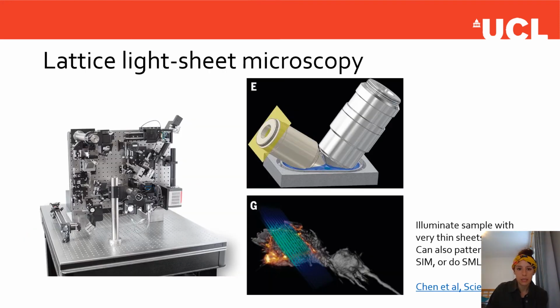Lattice light sheet microscopy is very cool. This is what a lattice light sheet microscope looks like. It doesn't look like a microscope, and it allows you to illuminate your sample with very thin sheets of light, as shown here, and then detect perpendicular. And this can be combined with other wide field techniques. So you can treat each of these sheets of light as a potential plane of imaging for SIM, or single molecule localization microscopy. So that's pretty cool. Less light delivery, not going through the whole sample, but still doing super resolution within those thin sheets.